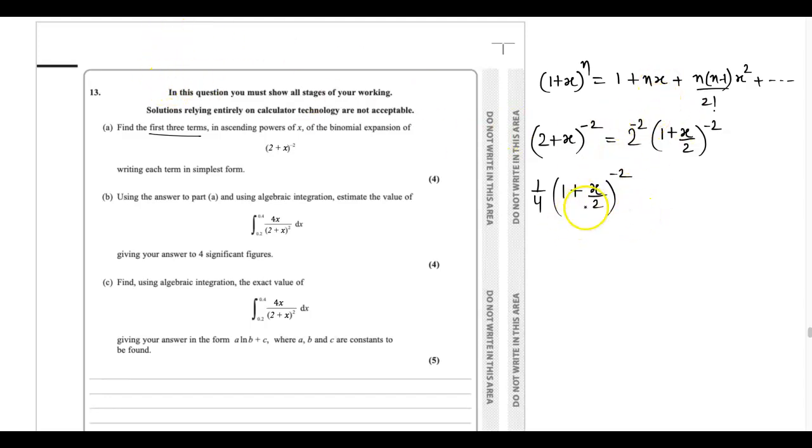Okay, now let's substitute the value. So from here we can say the value of n is minus 2 and the value of x is half of x, right? We are going to be substituting these two things there in the expansion. So that will give us a quarter outside. Let's substitute. So it would be 1 plus minus 2 and half of x, plus minus 2 minus 3.